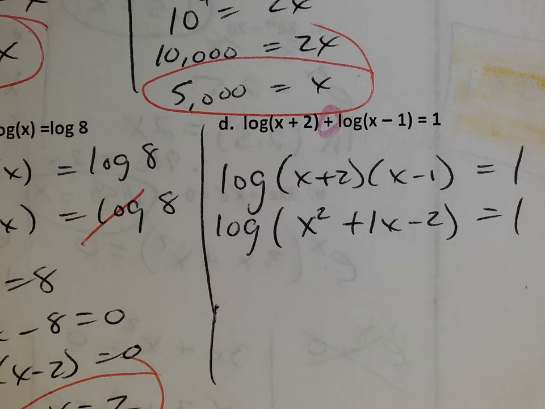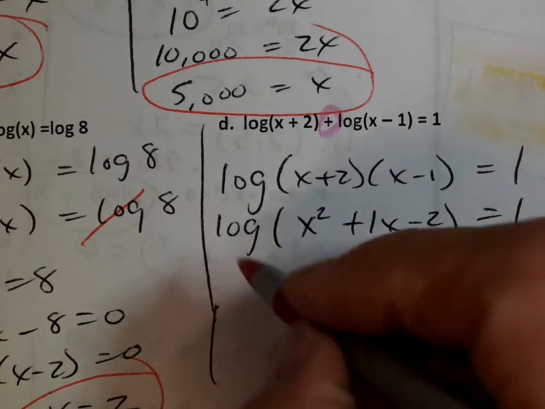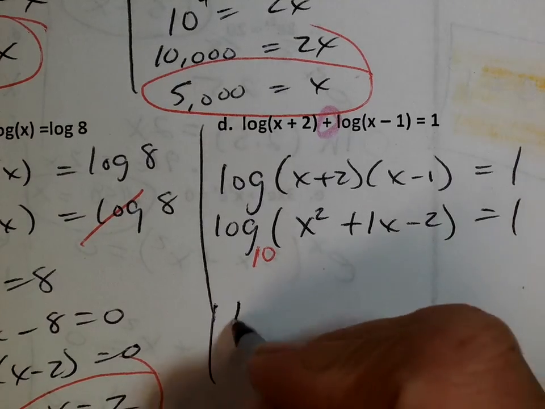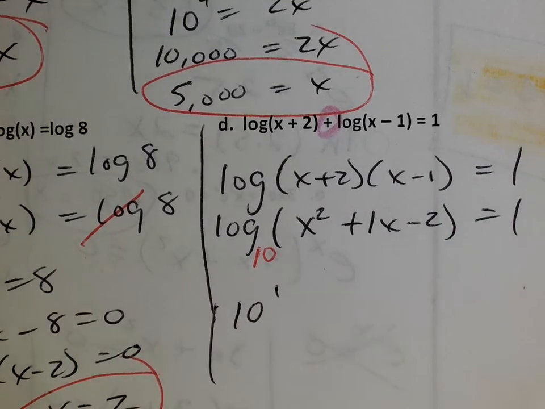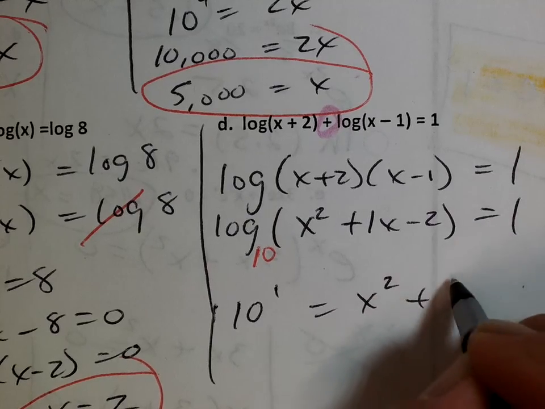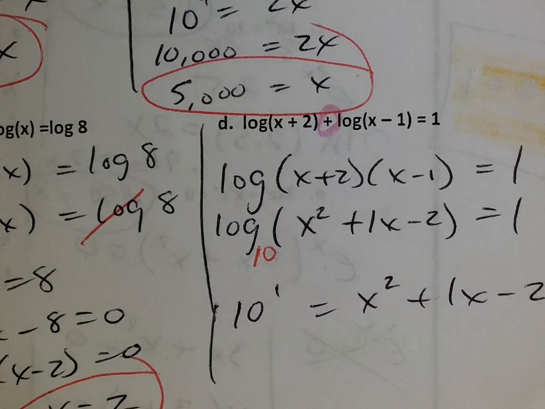How am I going to get rid of the log? What's my invisible base? 10. So what am I going to do? 10. Yeah. Power of x plus 2. 10 to the power of 1 equals x plus 2 times x minus 1, which is x squared plus 1x minus 2. Okay, good. Okay, 10 to the power of 1 is just 10, right?